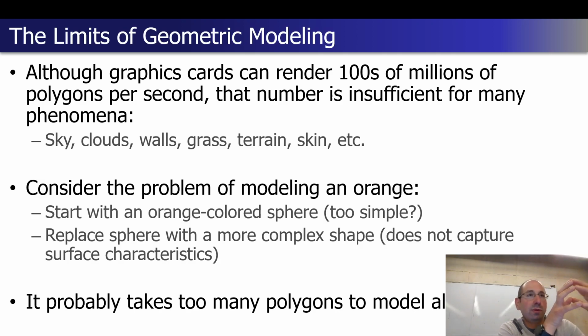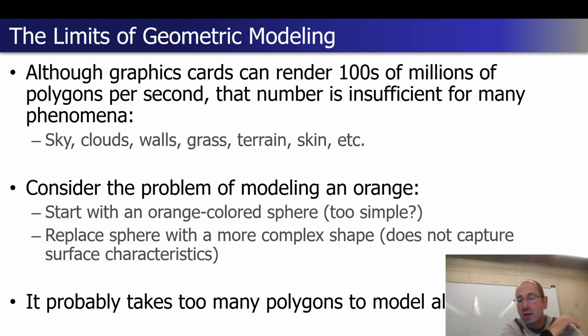One possible approach would be to recognize, well, an orange has lots of imperfections in it. It's not actually a sphere, and you can attempt to model it as a really complicated geometric object, and that is certainly a possible thing one can do, but there's just limits to doing that, and you've added a lot of complexity to your scene for modeling just a single orange. You may want a scene with two oranges. It probably takes too many polygons to model all the dimples in the real world.